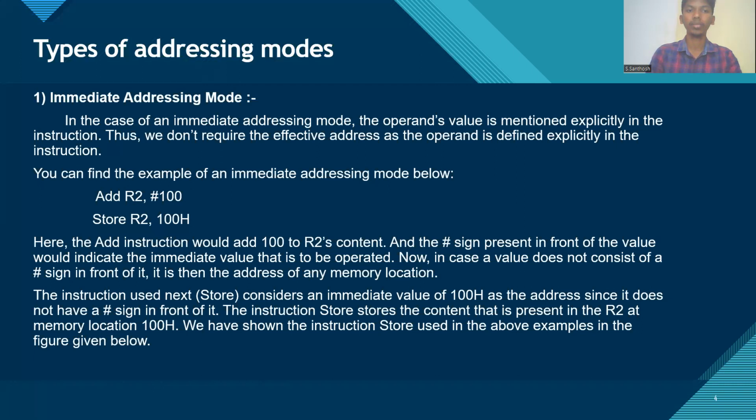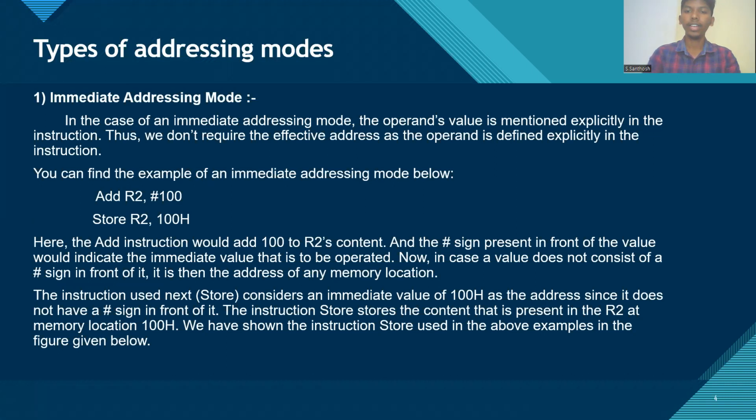First one, immediate addressing mode. In the case of an immediate addressing mode, the operand's value is mentioned explicitly in the instruction. Thus, we don't require the effective address as the operand is defined explicitly in the instruction. Example, add R2 #100, store R2 100H. Here, the add instruction would add 100 to R2's content, and the hash sign in front of the value indicates the immediate value that is to be operated. So using hash will make the value indicated as immediate.